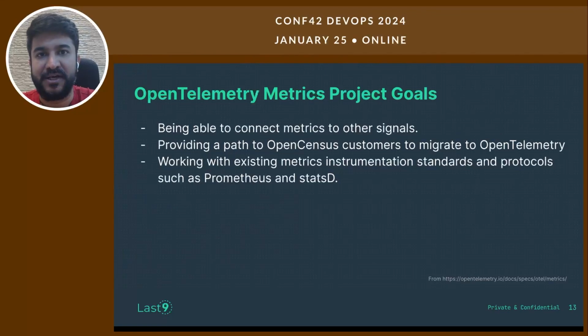If you think about the metrics project goals, it's important to know about it because that will also help you understand why we need to talk about OpenTelemetry metrics and Prometheus metrics in this kind of a way. The idea behind the OpenTelemetry metrics project was basically being able to connect metrics to other signals, because OTel's aim was to support all three signals of observability: metrics, logs, and traces. At the same time, the goal was also to give a way to customers who are using OpenCensus metrics so that they can migrate their projects to OpenTelemetry. And you will see a lot of influence from OpenCensus in the design spec of OpenTelemetry. And then, of course, working with existing metric standards like Prometheus and StatsD so that interoperability exists. You can move data from one system to another. You can push OTel metrics to Prometheus and so on. That was also one of the design goals.